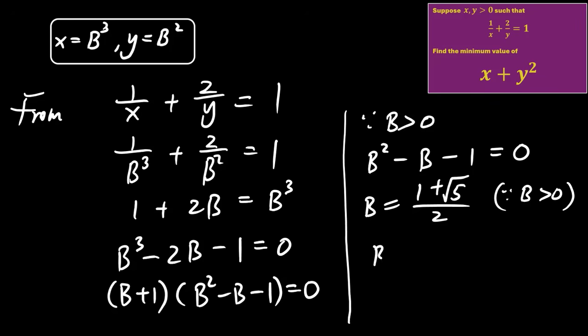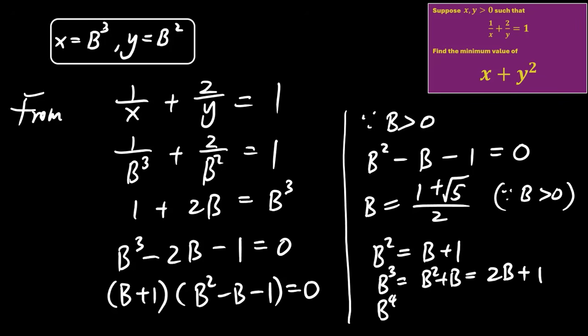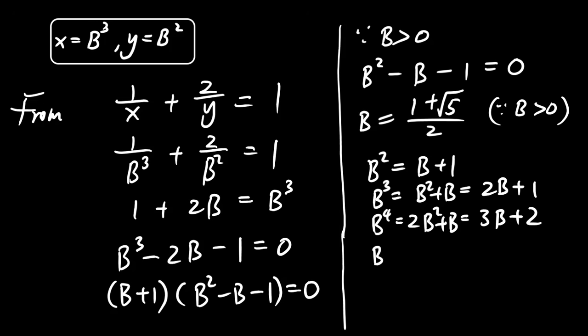So we have b squared equals b plus 1, b to the power 3 equals b squared plus b, and this is 2b plus 1. b to the power 4 is 2b squared plus b, which is 3b plus 2. And also b to the power 5 is 3b squared plus 2b, that is 5b plus 3. Basically, all these coefficients come from the Fibonacci sequence. So back to what we have.